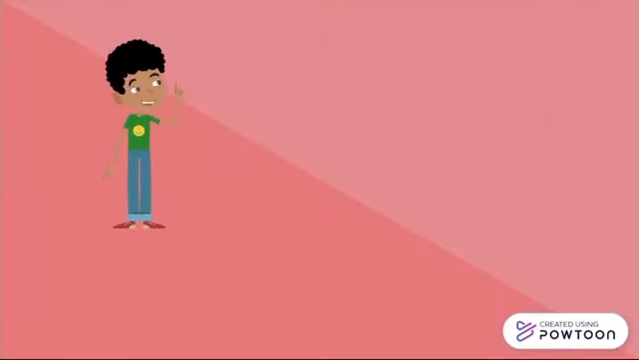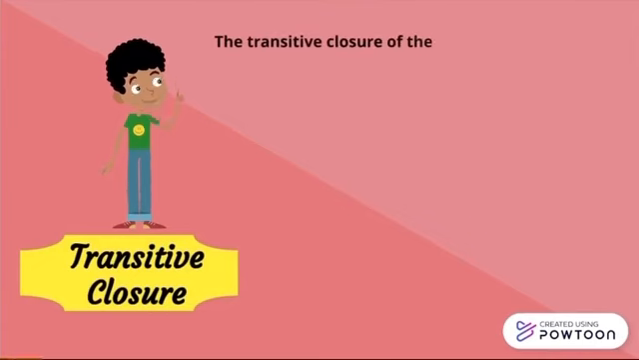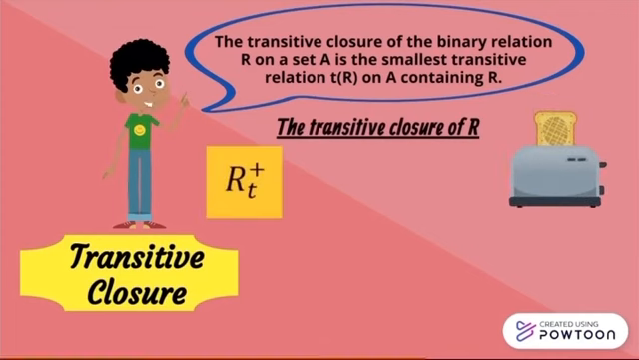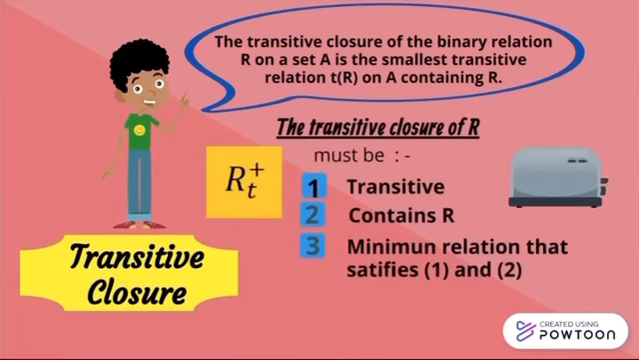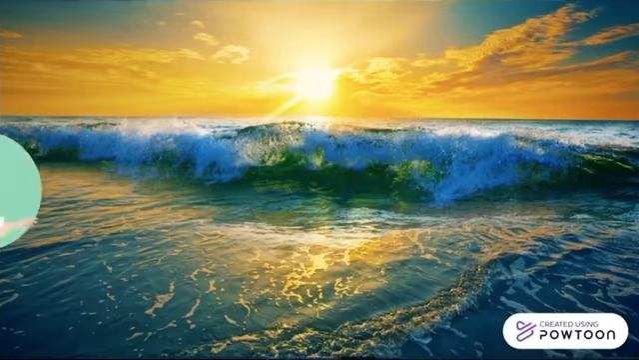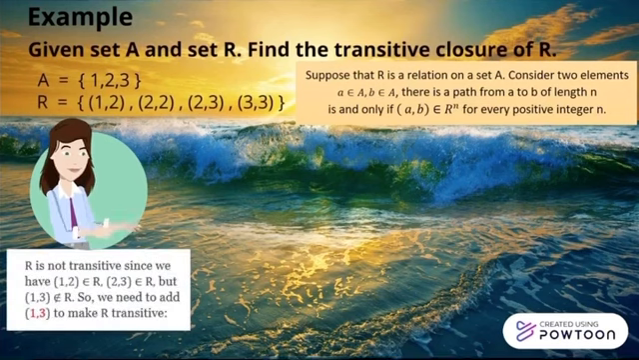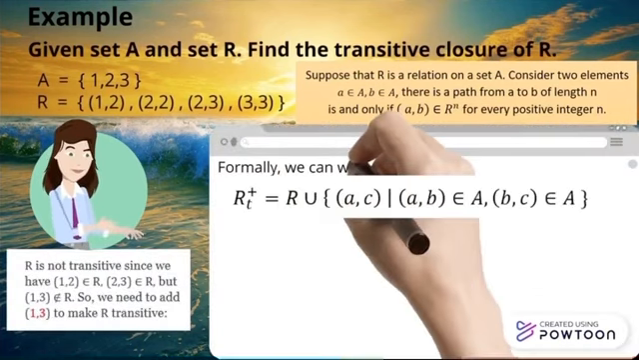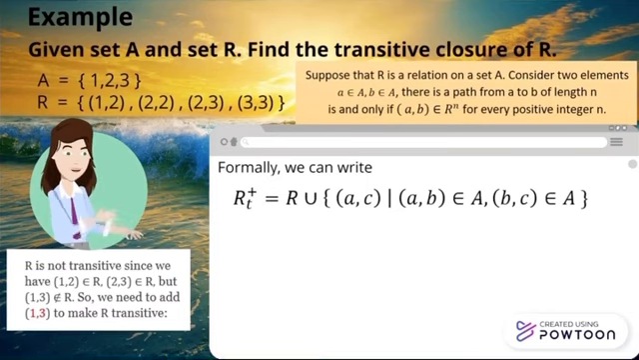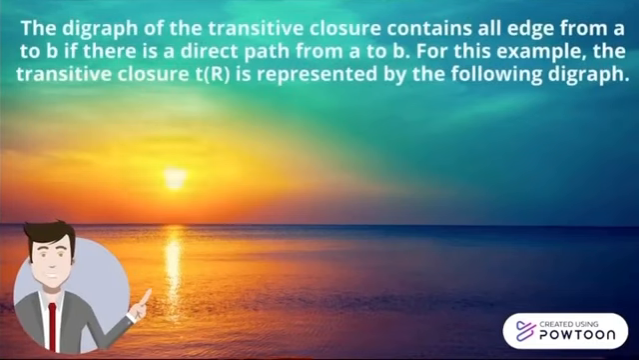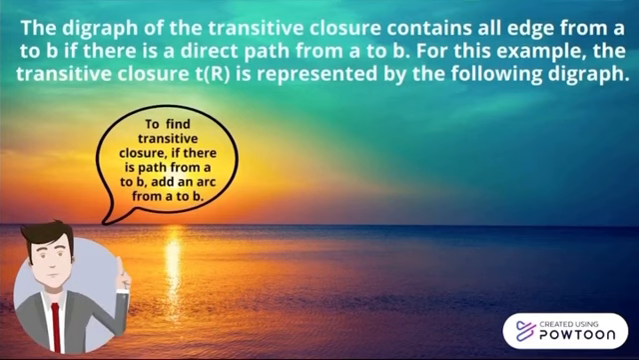The third relation closure is the transitive closure. The transitive closure of R must be transitive, contain R, and be the minimum relation that satisfies both conditions. For this example, we need to find the transitive closure of R. Since (1,2) and (2,3) are in R, we need to add (1,3) to make R transitive. To obtain the digraph of the transitive closure, we add an arc from A to B if there is a path from A to B.